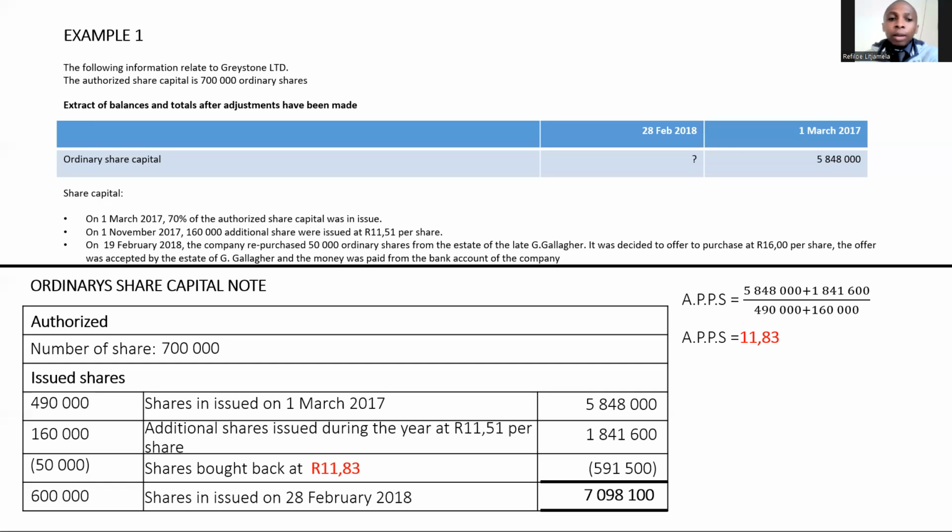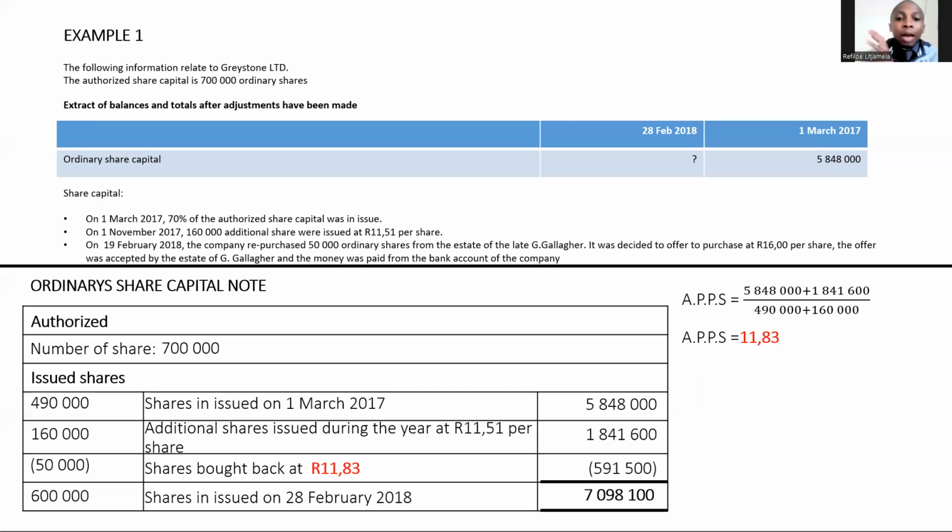I will try and find the average share price of these shares that were issued by the year end, that are in issue by the year end, by taking that 7,098,100 Rand.